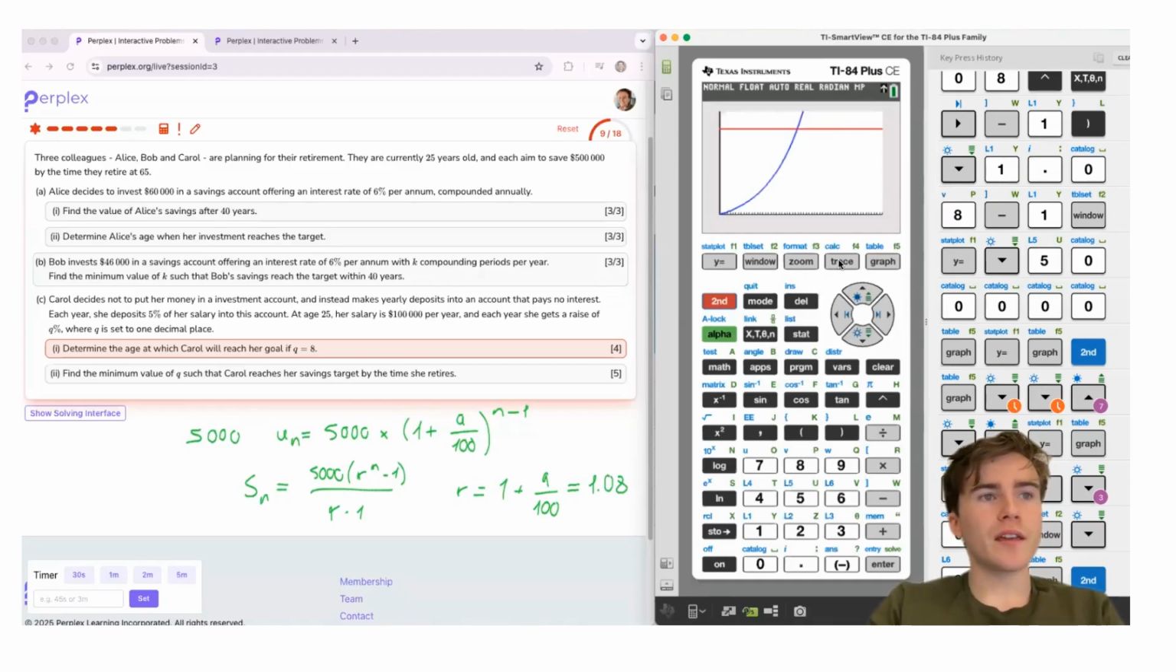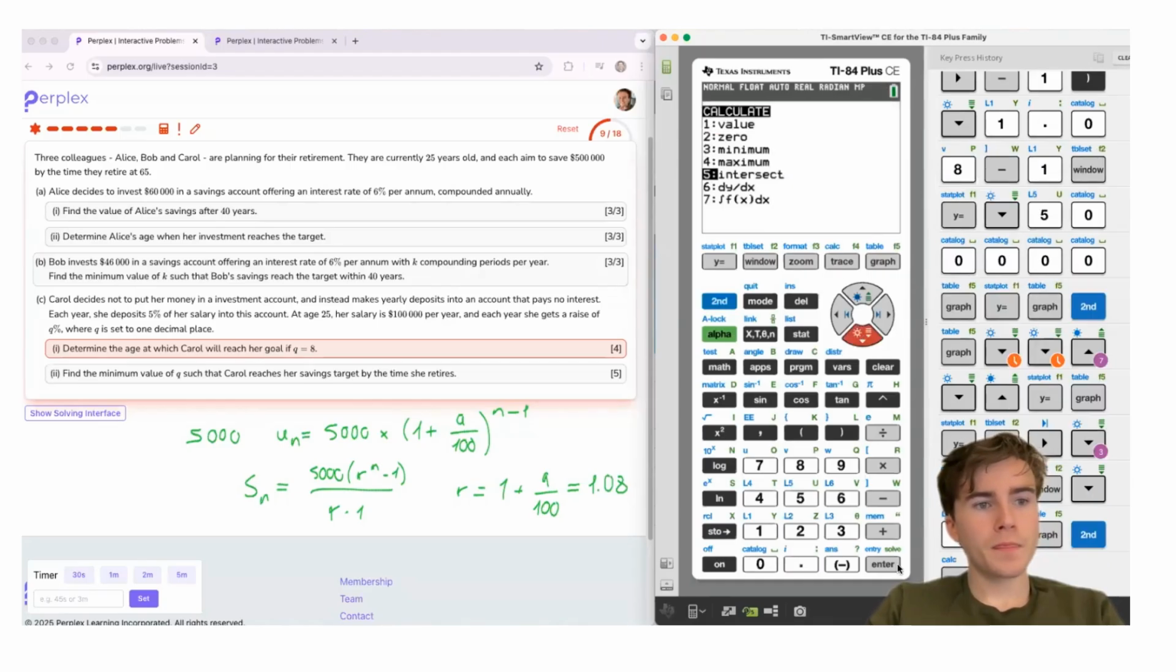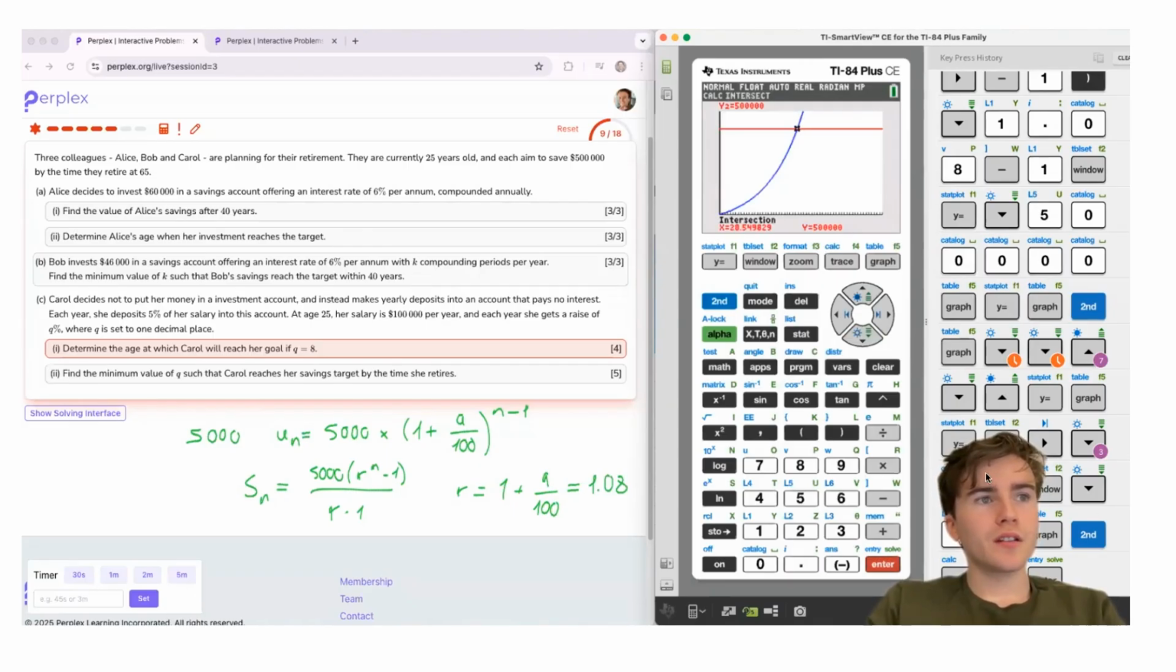Okay, perfect. We find the intersection. Blue line, red line, yes. X is equal to 28.5. Okay, so that's after 29 years. So it's 29 years later than when she was 25, okay? So she was 25 and she waited 29 years.